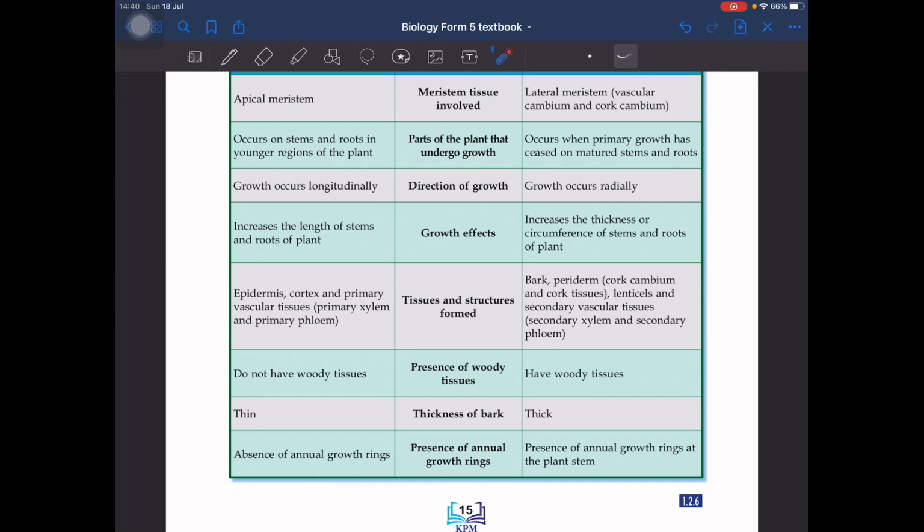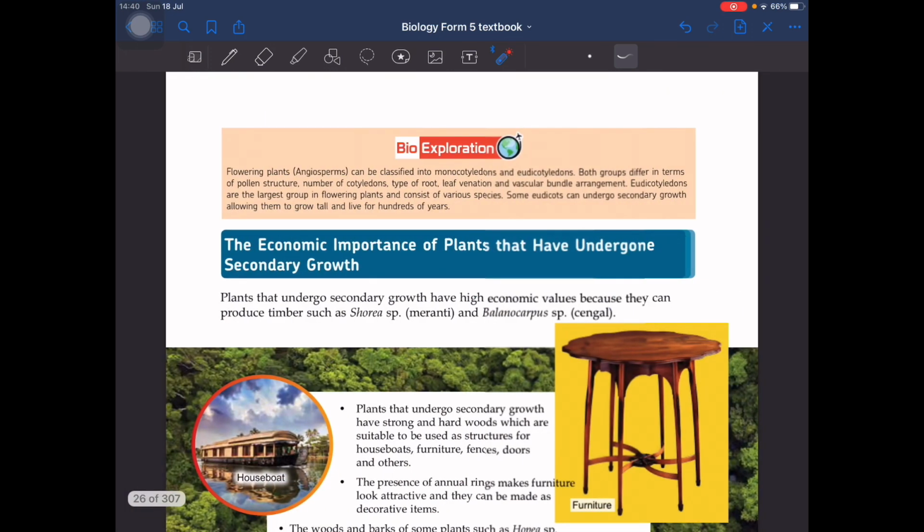And there is no pressure in terms of the growth. Like in secondary growth, there's pressure between the secondary phloem and the xylem pushing each other to increase the circumference, to increase the thickness of stems and roots, which is why it is present in secondary growth. Okay, annual growth rings.